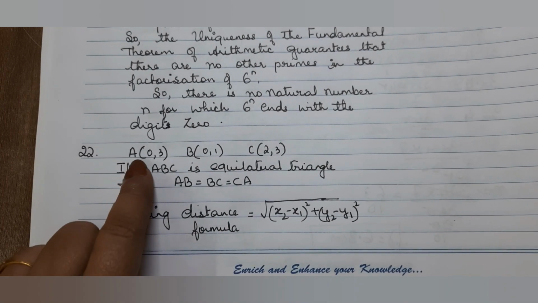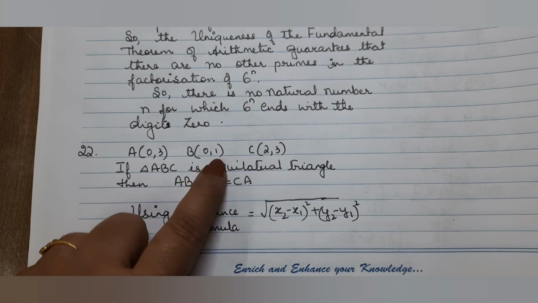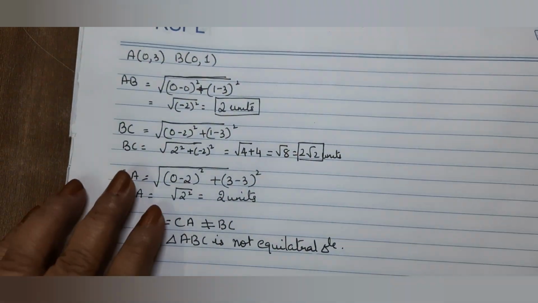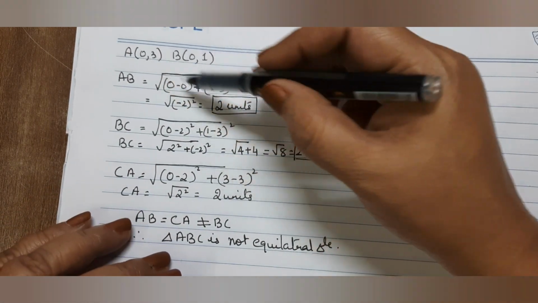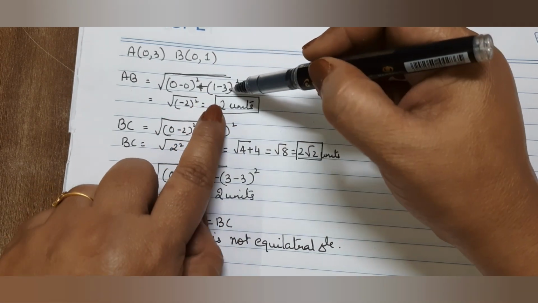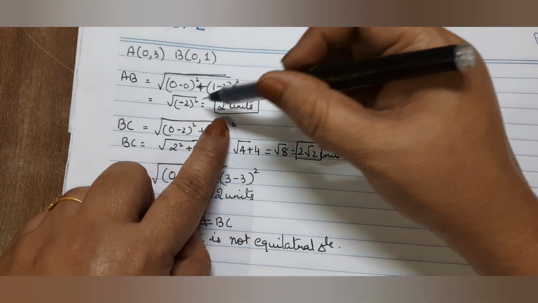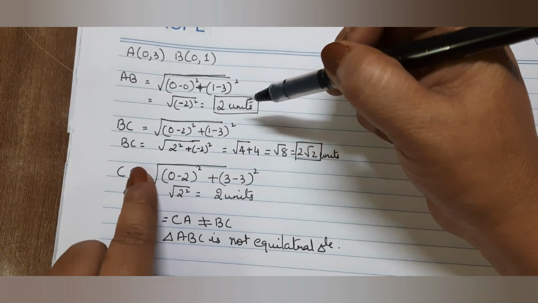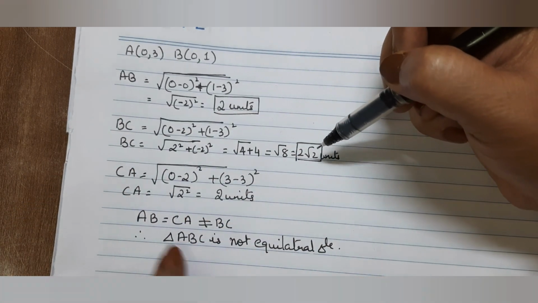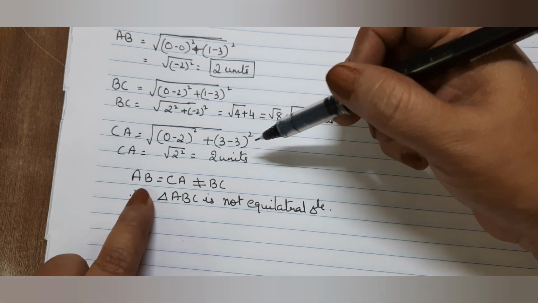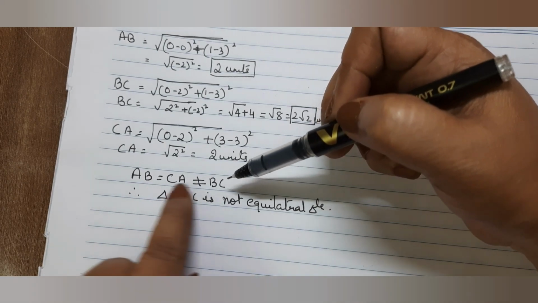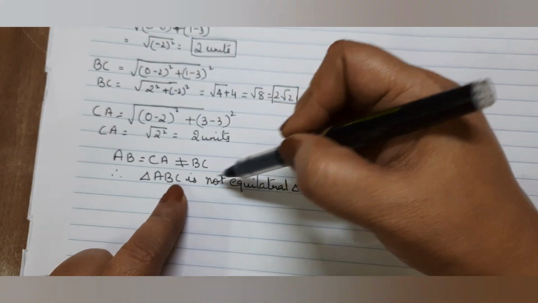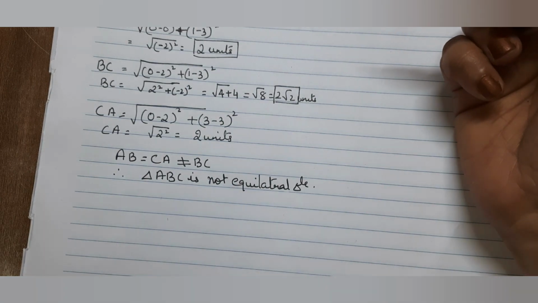So the coordinates I have written: A equal to 0, 3, B 0, 1 and C as 2, 3. So when we calculate, I have written one time using the distance formula: the square root of x2 minus x1 squared plus y2 minus y1 squared. So we get AB as 2 units, BC we get as 2 root 2, CA we get as 2 units. So conclusion, AB is equal to CA but not equal to BC. So these three sides are not equal, so it is not an equilateral triangle.